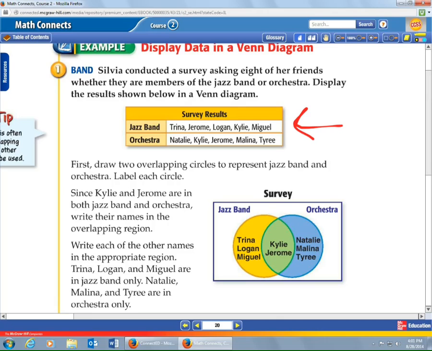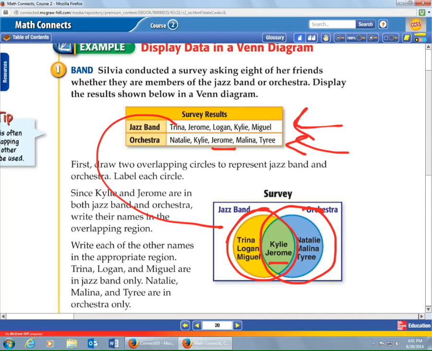Now, in this case, we have Trina, Jerome, Logan, Kylie, and Miguel. They're in jazz band. But by the same token, Natalie, Kylie, Jerome, Melina, and Tyree are part of orchestra. So what we need to do is put people in their own places. So Trina goes in jazz band. Jerome also goes in jazz band, but you'll notice Jerome is in the yellow jazz band circle. But because Jerome is also part of orchestra, he's in the blue orchestra circle.